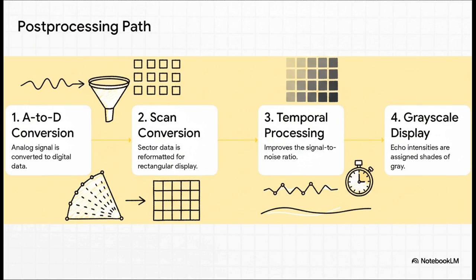From there, the machine might use clever tricks like time averaging to smooth out the image and improve the signal-to-noise ratio. And finally, it assigns a specific shade of gray to every single pixel based on the intensity of the echo it represents, creating the final image that we get to interpret.